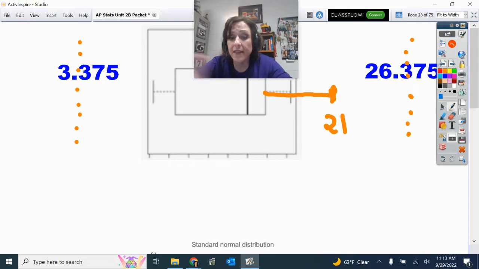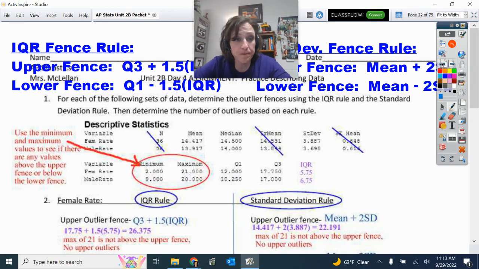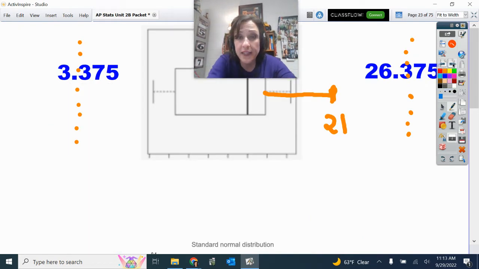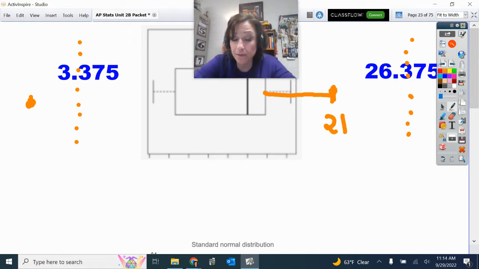All right. Then look at the minimum for the females. That is 2. So let's see where that is. My fence is at 3.75. So that means that minimum is down here, lower than that 3.75. So I know that I have that one for sure that is an outlier. But here's the thing.